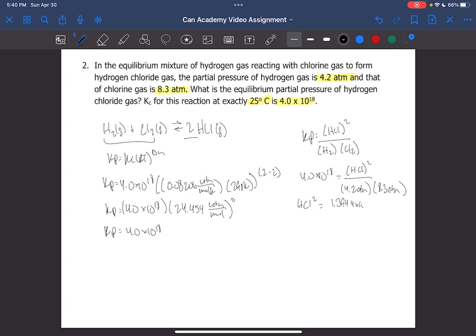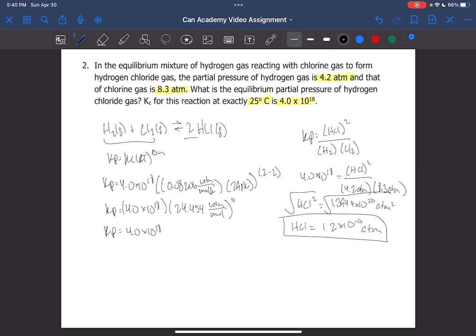And when we start to solve this out, we get HCl squared equals 1.3944 times 10 to the power of 20 atm squared. We can square root both sides, and that gives us HCl partial pressure is equal to 1.2 times 10 to the power of 10 atm. And that's exactly what the question is asking for.